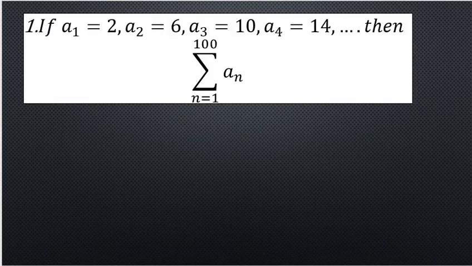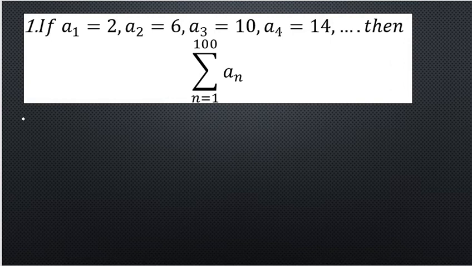For today, the first question says, if A1 is equal to 2, A2 is equal to 6, and A3 is equal to 10, it continues in this pattern. From this we can generalize that this kind of sequence is arithmetic. Because the first term is 2, the second is 6, if you take the difference it's 4. Between the second and the third, the difference is also 4.